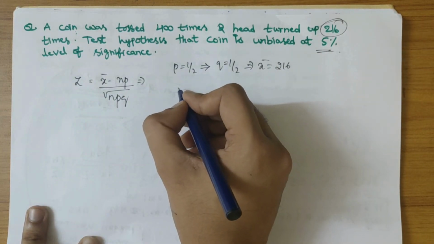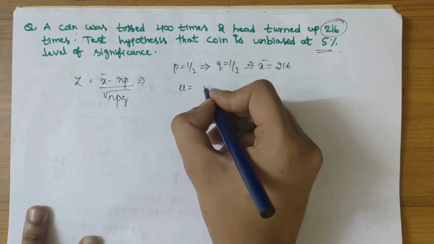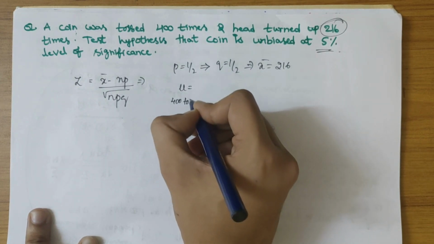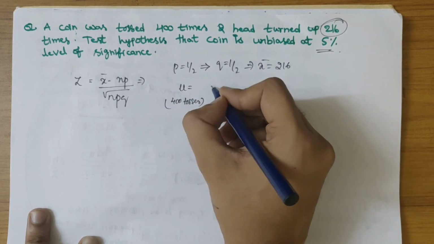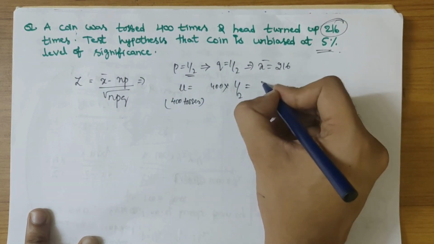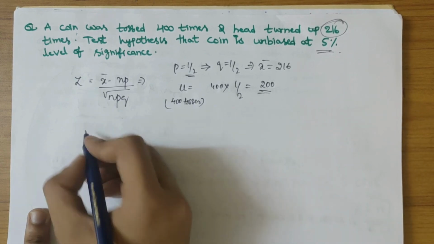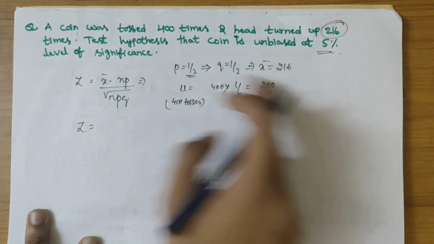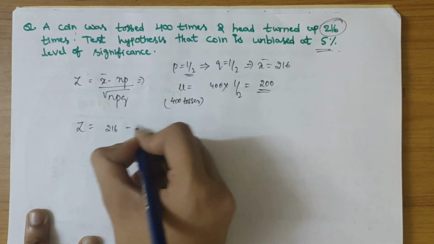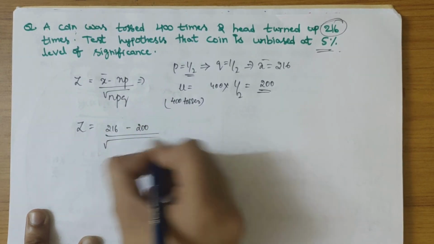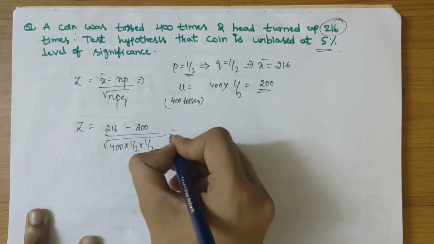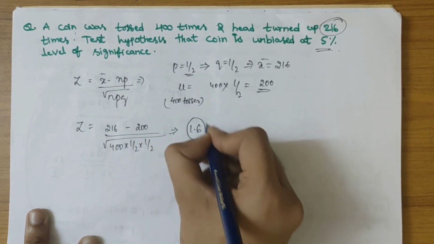Firstly we have to write mu, that is the expected number of heads to turn up for 400 tosses. So it would be 400 into 1/2, right? So 400 into 1/2 is 200. Substituting all these values in this formula, we get 216 minus 200 by under root of 400 into 1/2 into 1/2. If you solve this, you get 1.6.